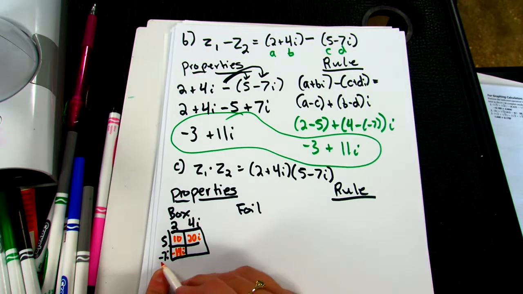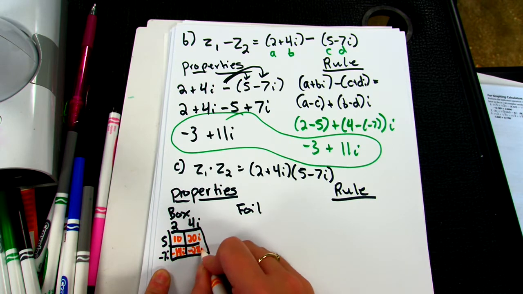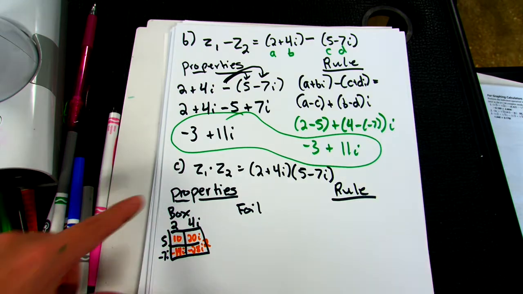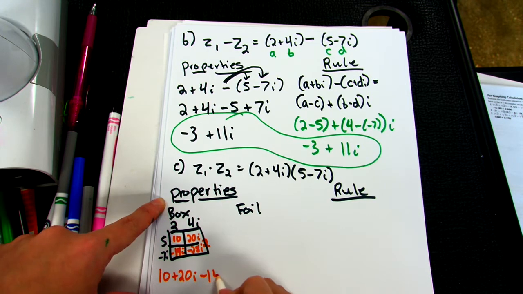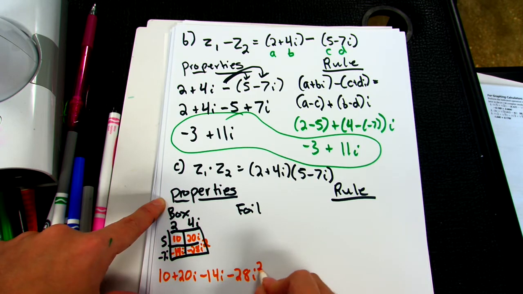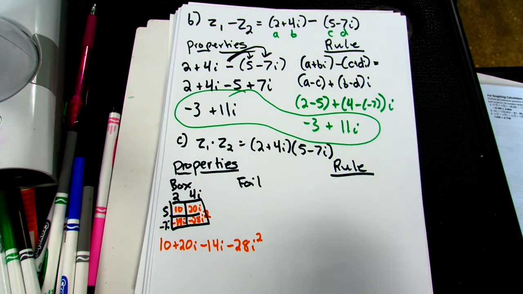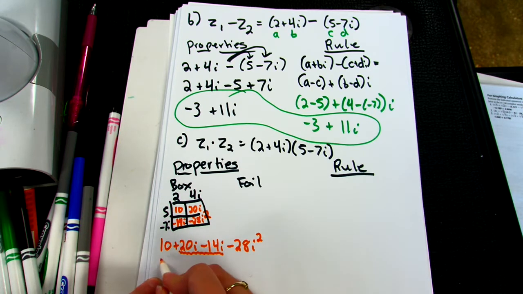And then negative 7i times 4i is negative 28i squared, right? Because i times i is i squared. So now I've got 10 plus 20i minus 14i minus 28i squared. Okay, so there's a couple of things we need to do. First, we need to combine like terms. So this is going to become 10 plus 6i.